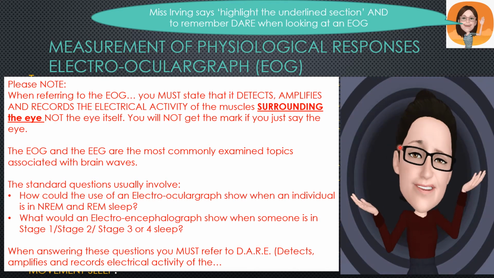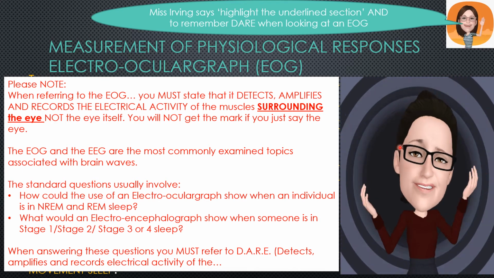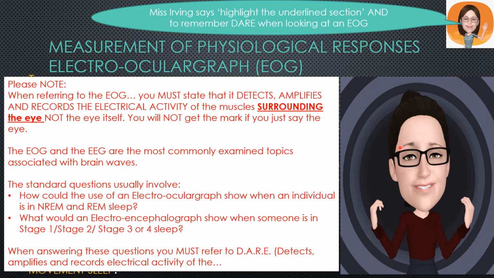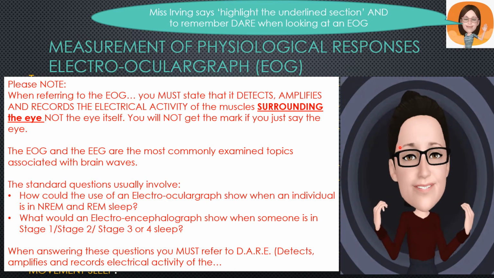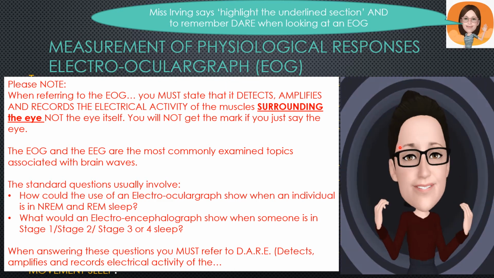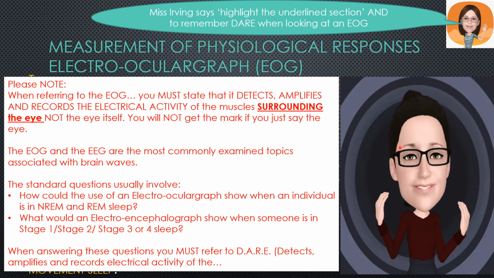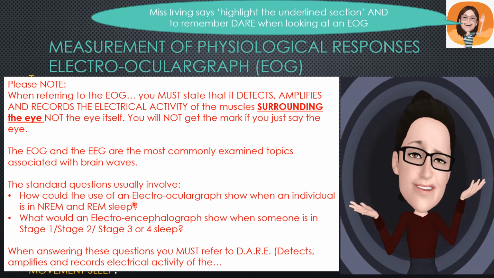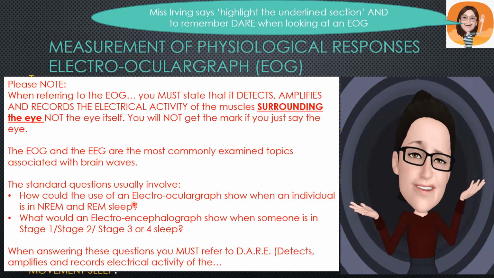So the EOG and the EEG are the most commonly examined topics associated with brainwaves. They always mention it. The standard questions usually involve how could the use of the electrooculograph show when an individual is in NREM and REM sleep. In NREM sleep, the electrooculograph would show little to no eye movements.